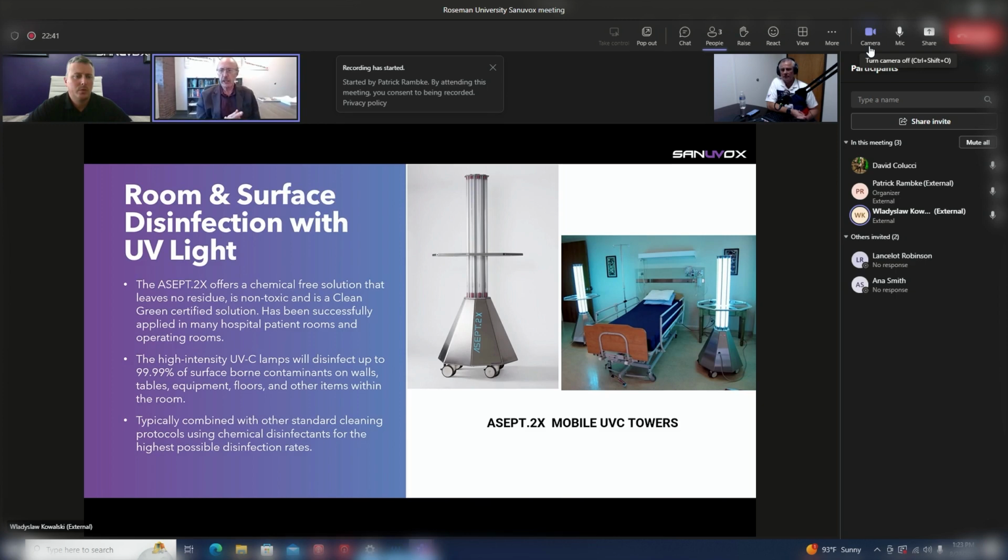Surface disinfection can be accomplished with typical tower systems. These surface disinfection systems typically will disinfect up to 99.99% of surface-borne contaminants, depending on the length of time you apply them for. They are only applied after surfaces are cleaned with chemical disinfectants. This is standard in hospitals. We can't use UV until chemical cleaning agents have been used first, because they wipe away possible stains and visible soilage, whereas UV only operates on visibly clean surfaces that have already been wiped.